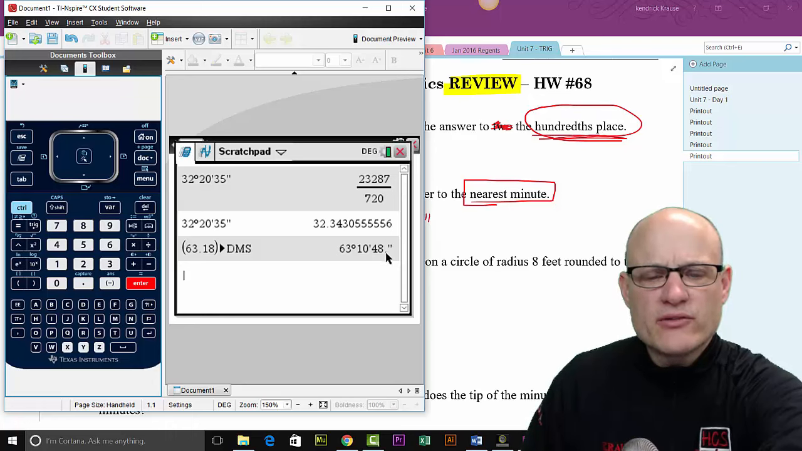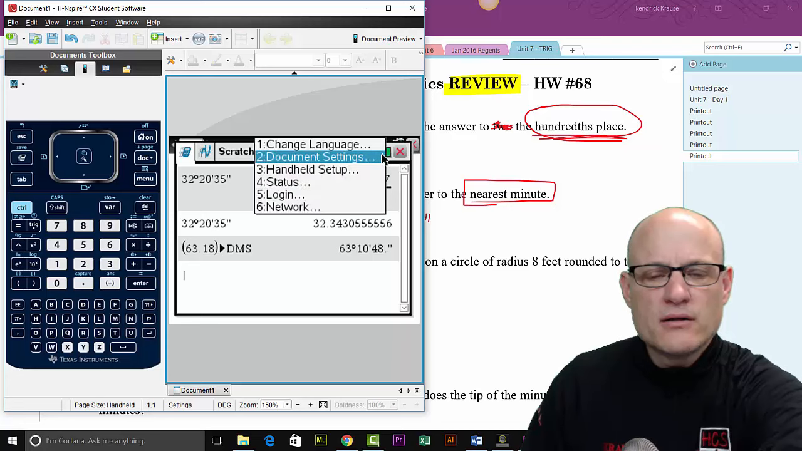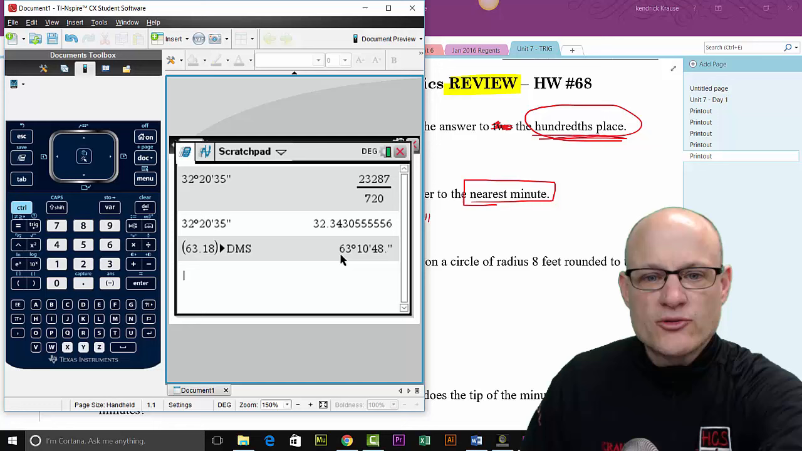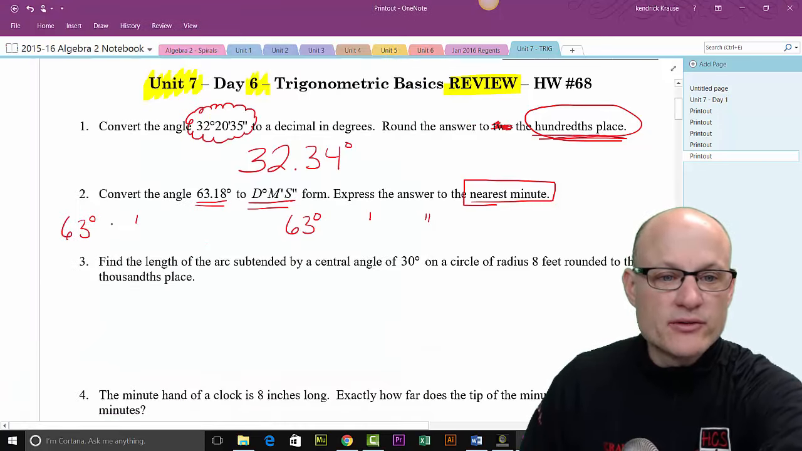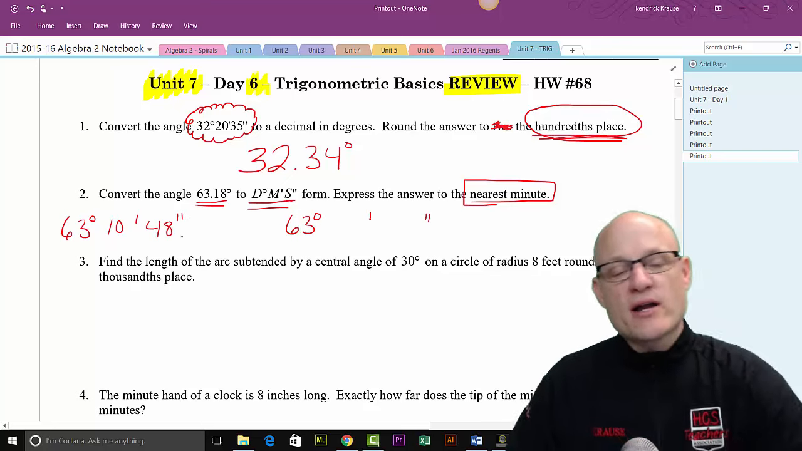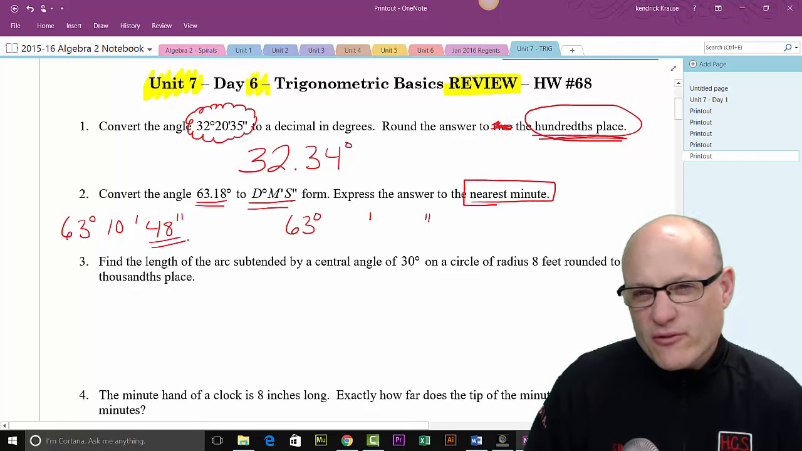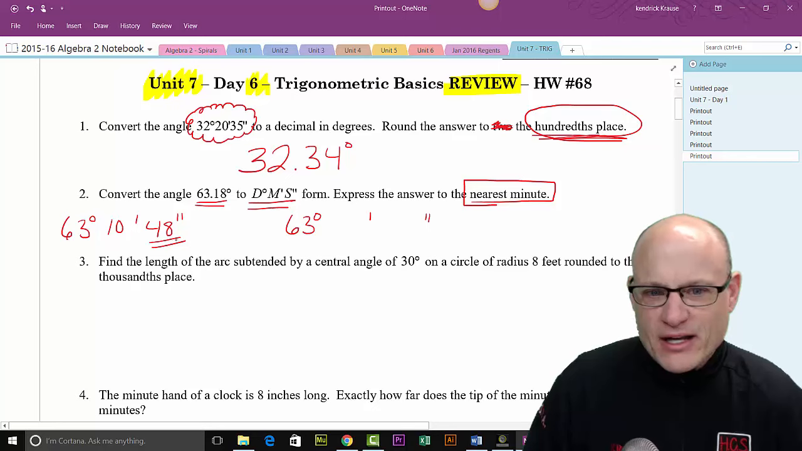Why is it exactly 48? I think actually that's probably right. Okay, we're in good shape here. So what happens is you get 63 degrees, 10 minutes, 48 seconds. Oh, I know why I picked this one. I picked this one because it's really close to 50. So you're like, oh, we're not going to round. It's going to be 63 degrees, 10 minutes.